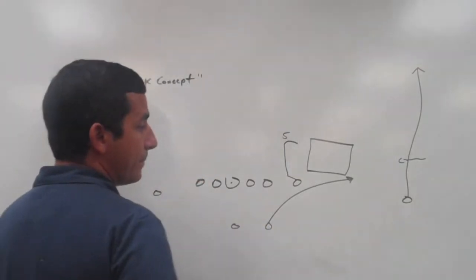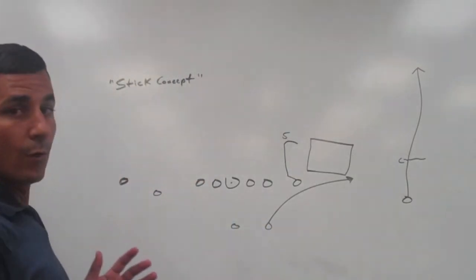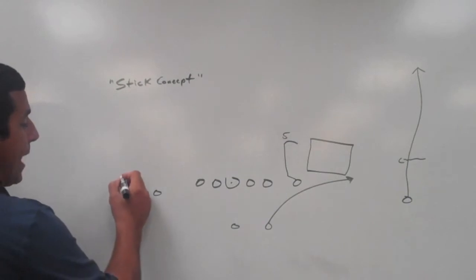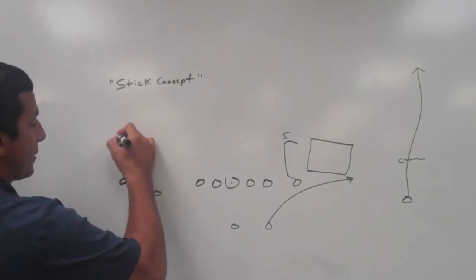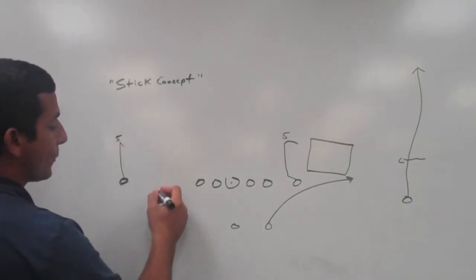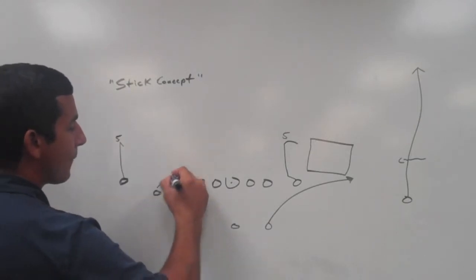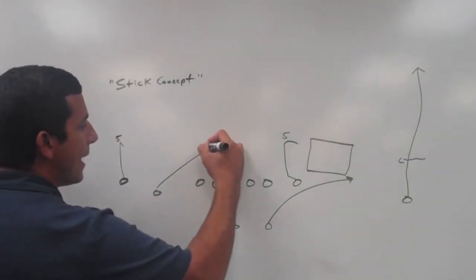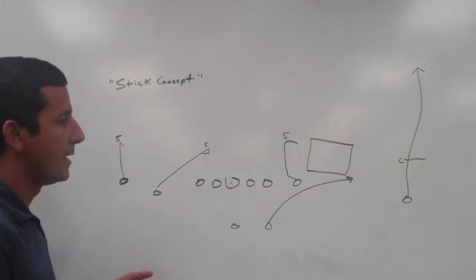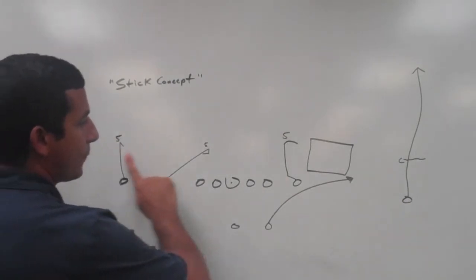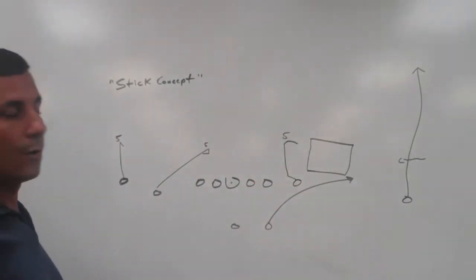Here on the back side, what we're running from the number 1 spot is just a simple hitch route at 5 yards. Number 2 is going to run a little spot route right over the guard at 5 yards as well. So as you can see, as you look across this field, it's a complete horizontal stretch of the whole defense.